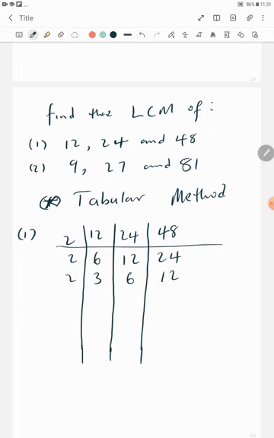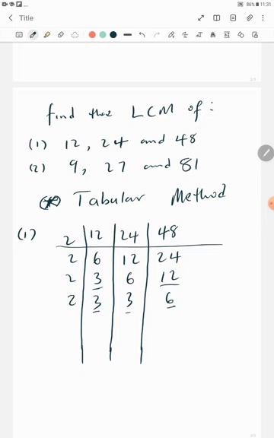So we are using 2 again, but because 2 cannot go accurately in 3, just bring the 3 down. Leave it like that. But 2 can go in 6, that will give us 3. 2 can go in 12, that will give us 6. 2 can still go in 6, though it cannot go in 3. Don't bother yourself with that.